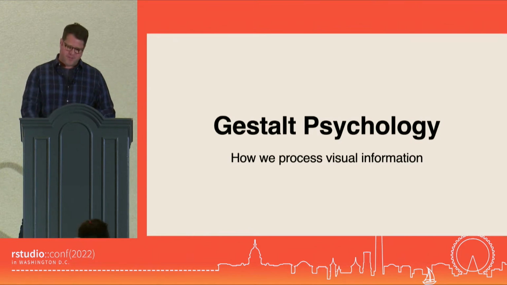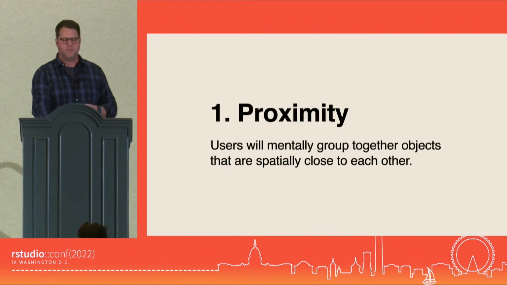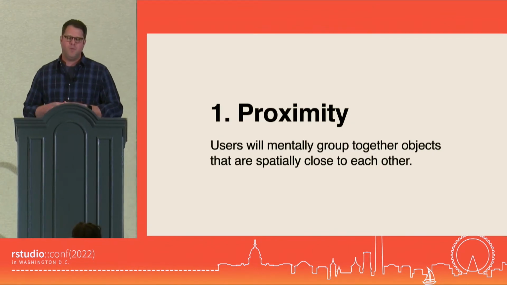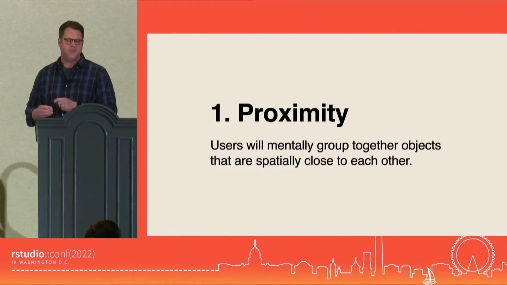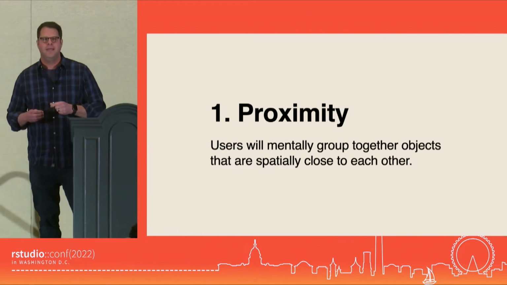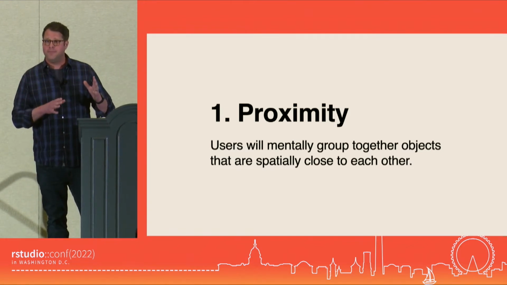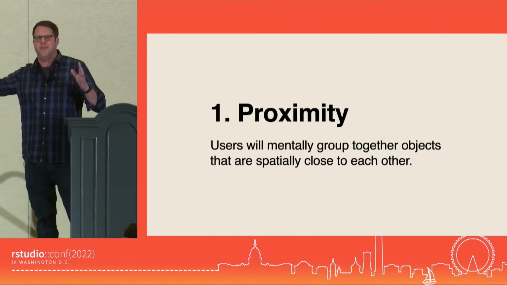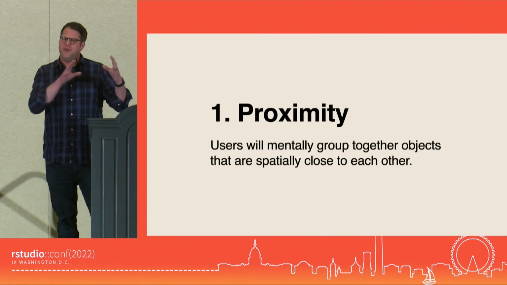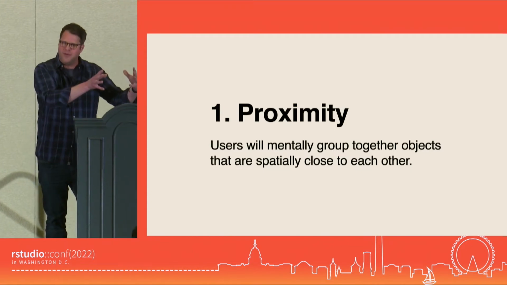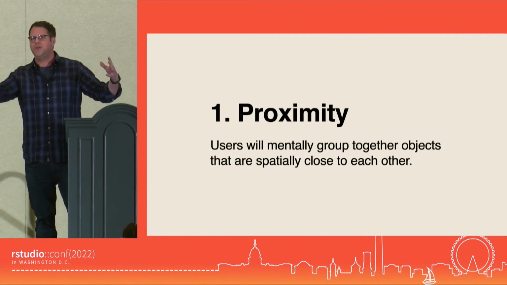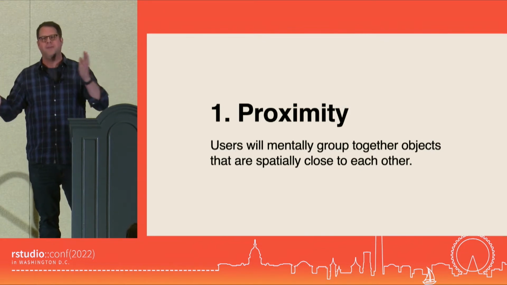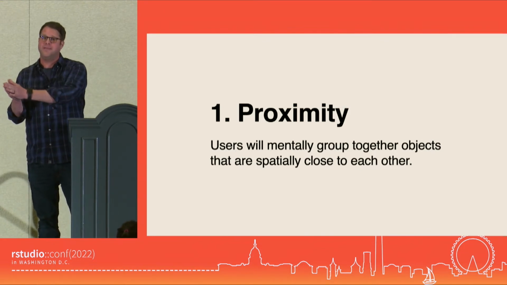So the first principle that I want to talk about here is proximity. Users will mentally group together objects that are spatially close to each other. Now they're going to do this no matter what. So if you have information on one side of your screen that's discussing something on the other side of your screen, they're probably going to group that information with something else over here and then realize, well, that's not quite right. And they're going to start fishing around for what they should group that with. It's really better if you just keep things in proximity.